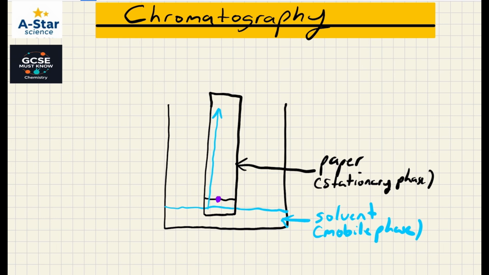Now, if that ink contains different colors or different dyes, and they are soluble in that particular solvent, you may see a separation of colors. So for example, we have a purple ink that may separate out into red and into blue, for example. And this is how chromatography is carried out.